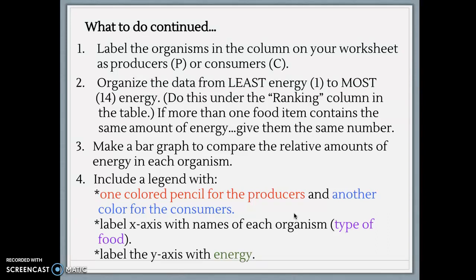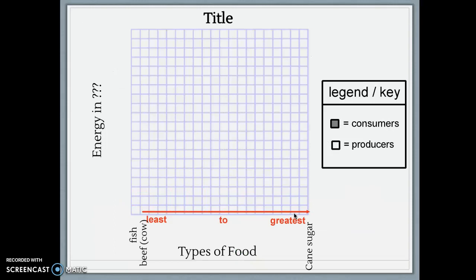Then you're going to use that information to make a bar graph. You're going to compare the relative amount of energy from each organism. And so in your graph, on the next page in your packet, you're going to make a key on your graph, and you're going to use one color to represent the producers, another color for the consumers. And on your graph, on the x-axis, you're going to put all of the different names of the organisms which you could grow. And on the y-axis, you're going to show how much energy you could get from growing those different food items. And so here's what your graph should look like.